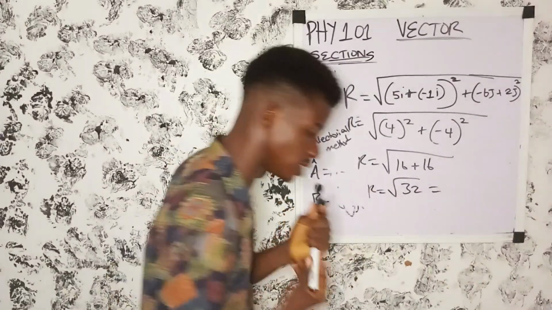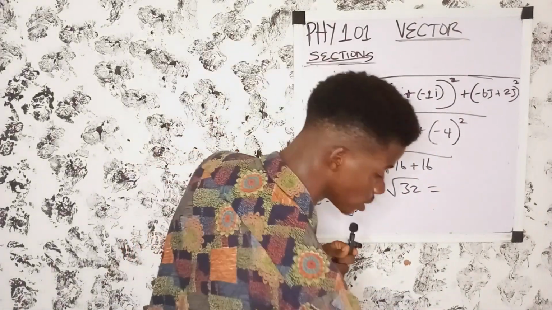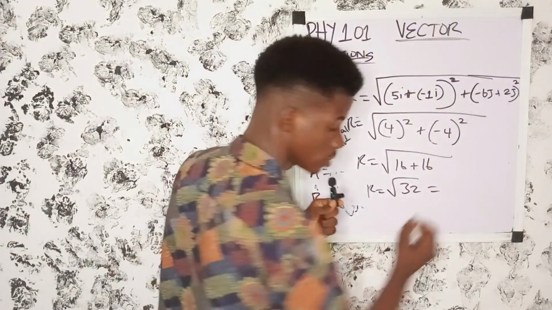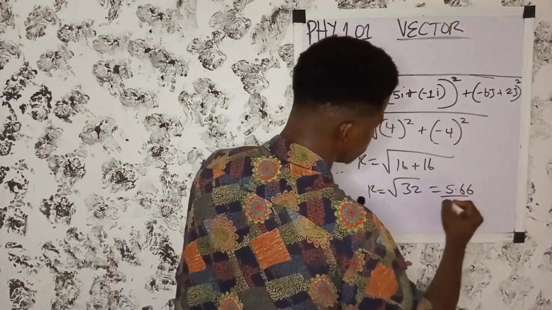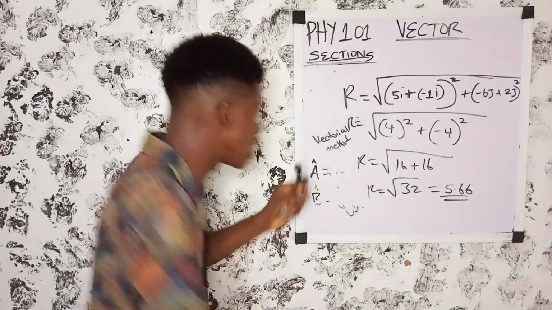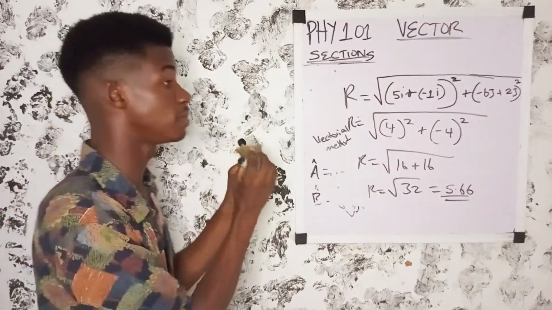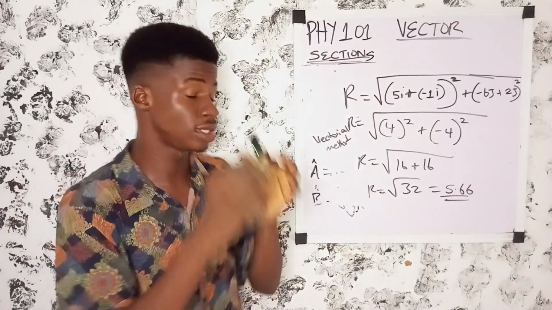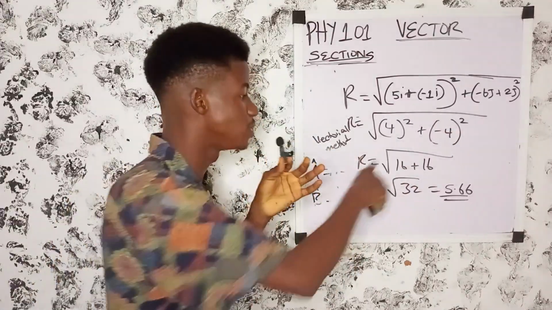The square root of 32 will give us 5.66. That is just it. Just add all the vectors moving in the same direction. All the vectors moving in the other direction, add them. Then take the square. After taking the square, take the square root.